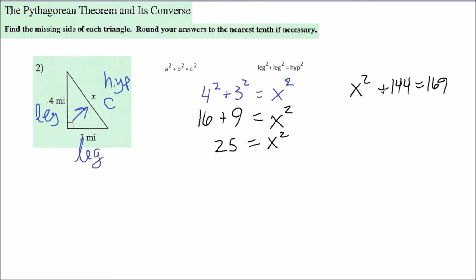Like over here I had to cancel the plus 144. Here there's nothing to cancel. It's just do the addition, 16 plus 9. So now I've got it down to 25 equals x squared. There's no more simplifying I can do. I can't do anything else with 25.